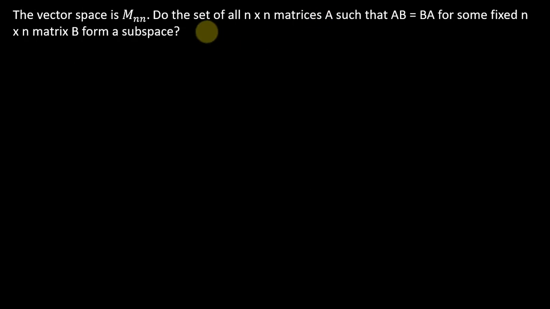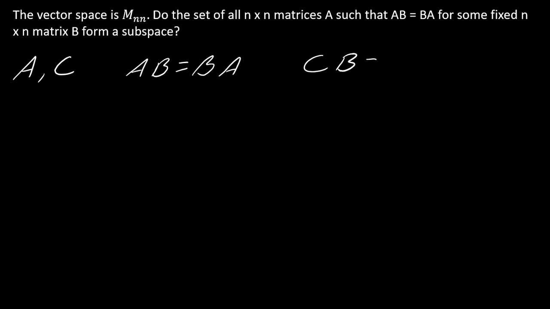Okay, so now I still have n by n matrices. If I have matrices such that A times B equals B times A for some fixed n by n matrix B, do they form a subspace? What this means is that B is fixed, so I always have to multiply everything by B. So I can take matrices A and C in the subspace, and note that AB will equal BA, and CB will equal BC.